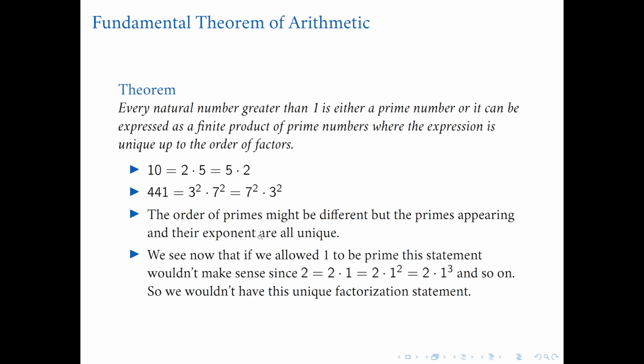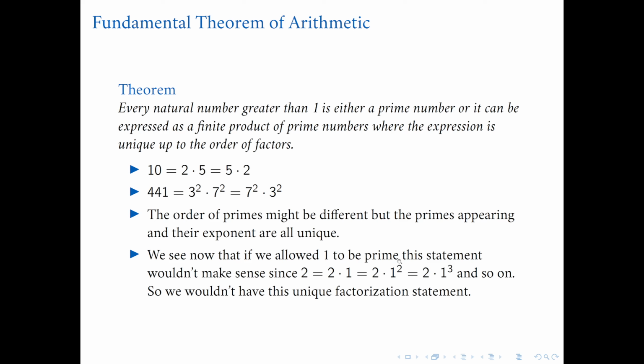So this theorem in particular would be false if 1 was prime, because 2 is a prime number, so 2 is just 2, and that should be the unique factorization of 2. But if 1 were allowed to be prime, we could write 2 as 2 times 1. So now we have 2 different factorizations of 2. We have 2 and we have 2 times 1, but it's worse. We now have 3 different factorizations of 2, because we can also write 2 as 2 times 1 squared.